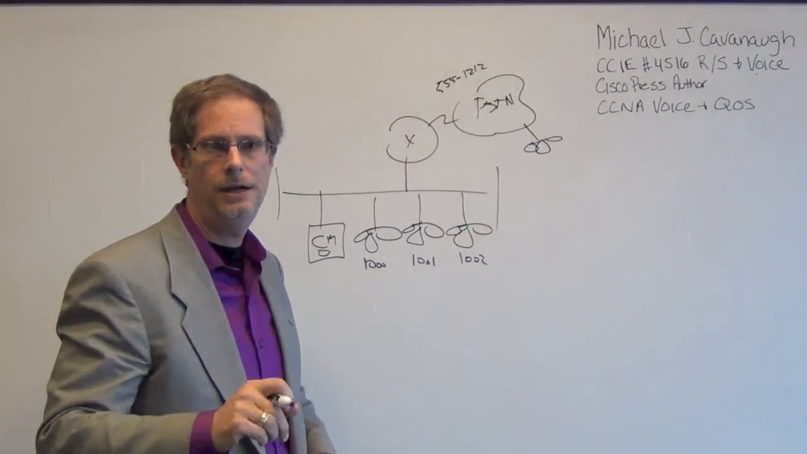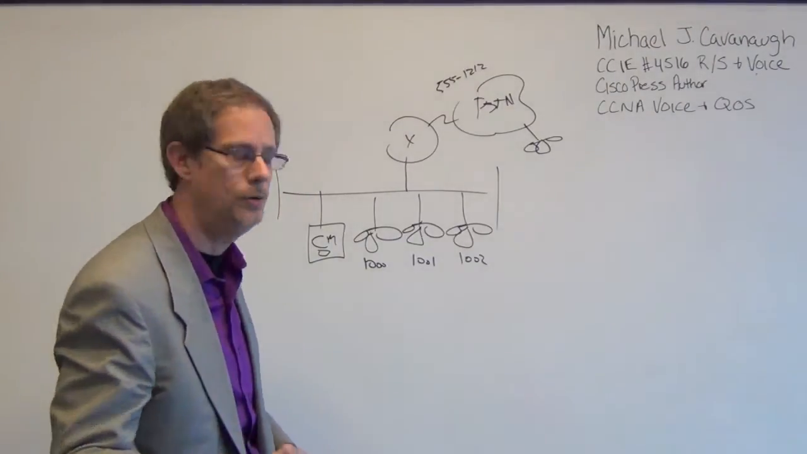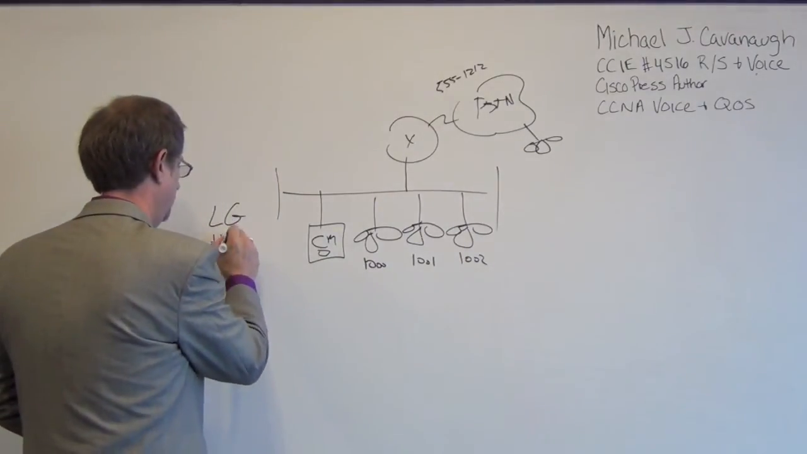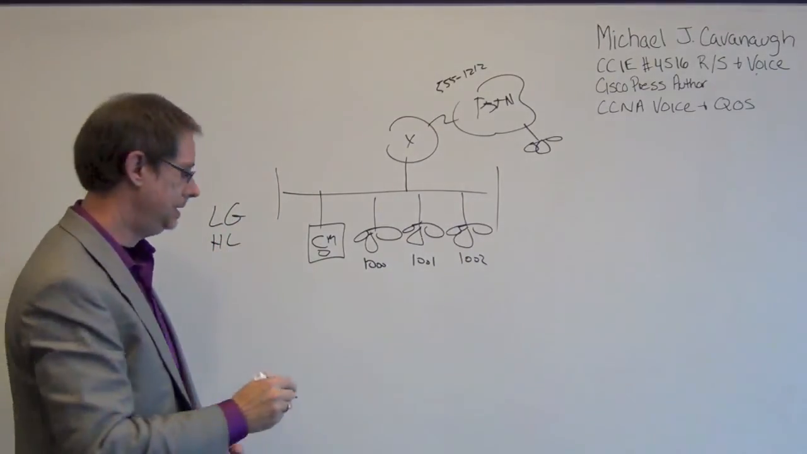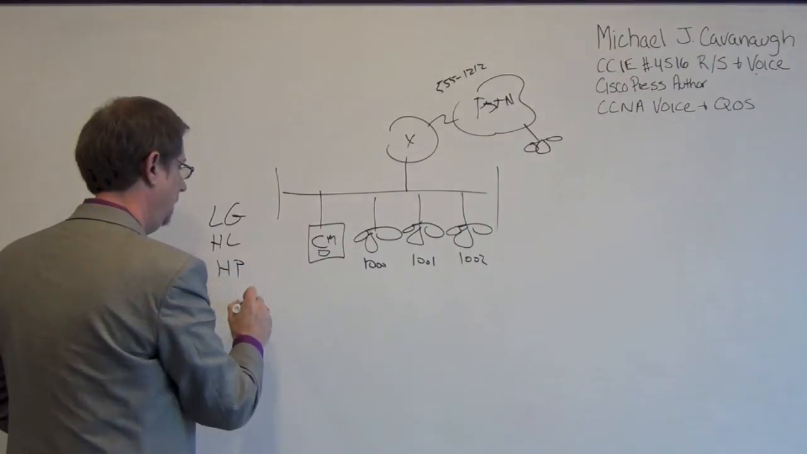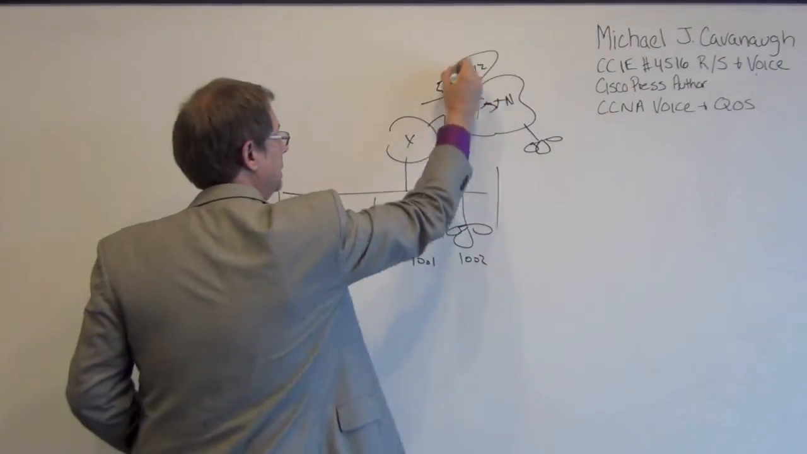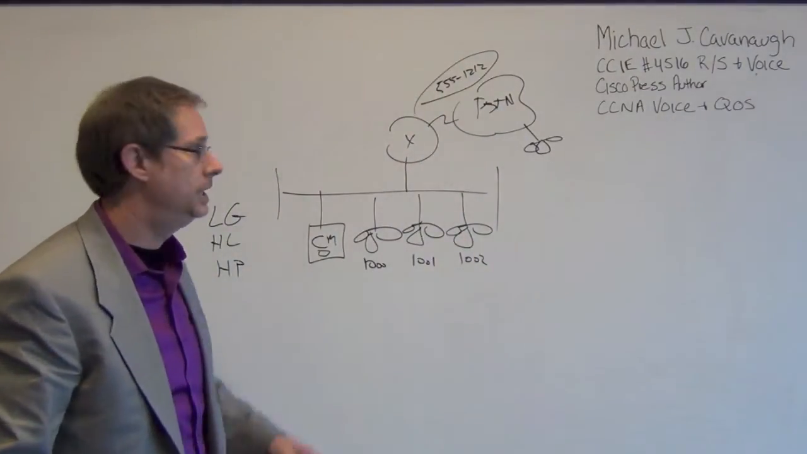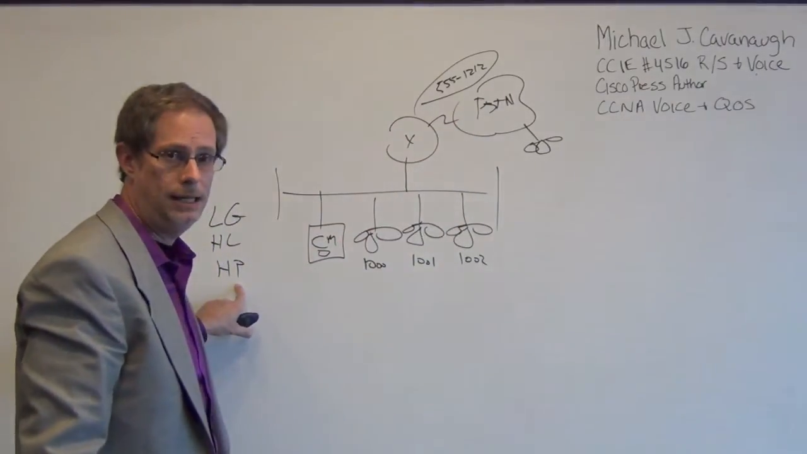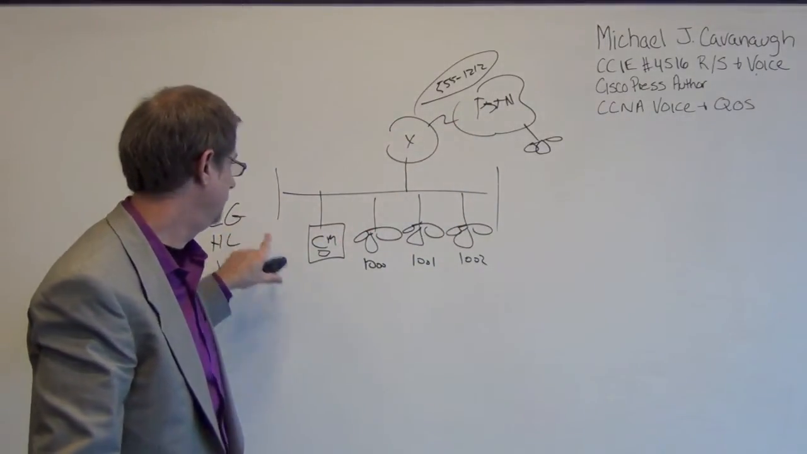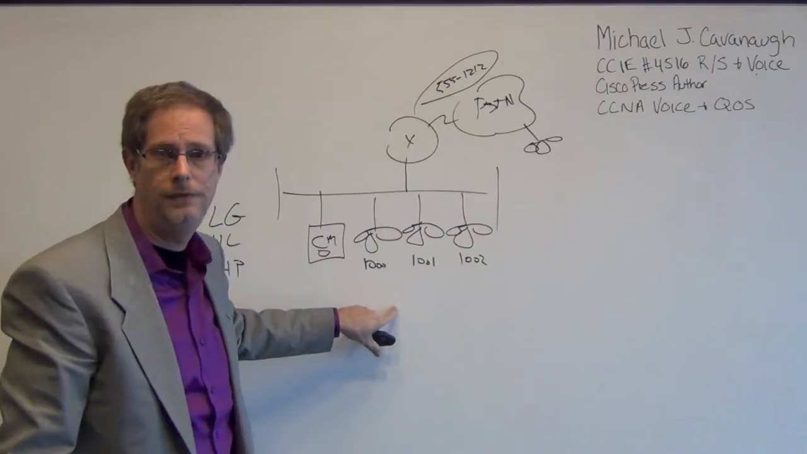Once I've got this line group, I'm going to assign it to a hunt list. Then I'm going to assign this hunt list to a hunt pilot. This hunt pilot is going to match this DID. So when this number comes down, it knows to go to this hunt pilot, down to this hunt list, down to this line group, and go to these phones.